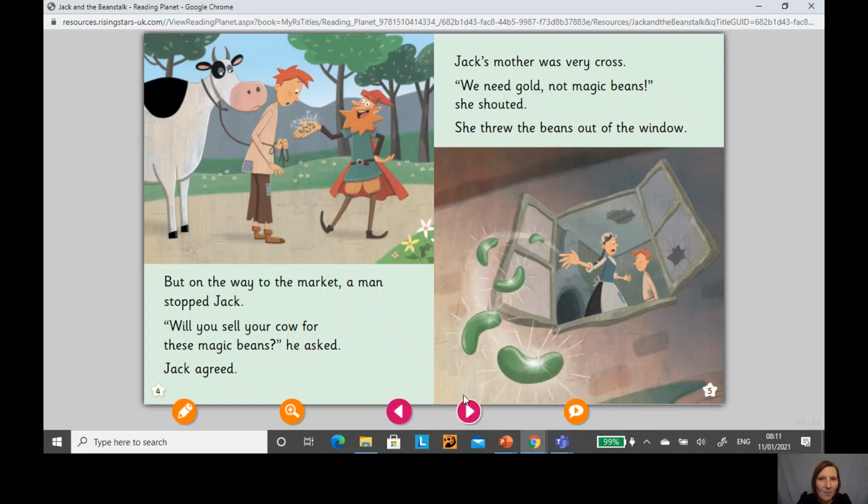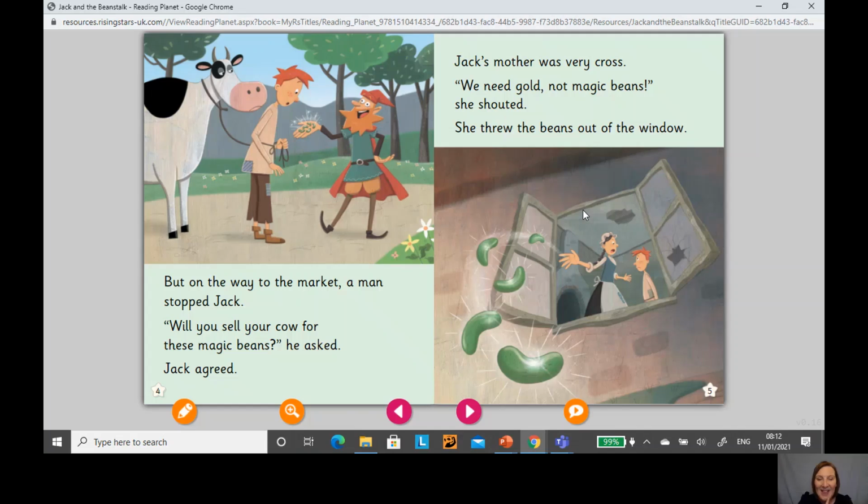Let's find out. Jack's mother was very cross. "Oh, we need gold, not magic beans," she shouted. And so she threw the beans out of the window. Ooh. I wonder what's going to happen next. Pause the video here and have a chat with somebody in the room about what you think is going to happen next.